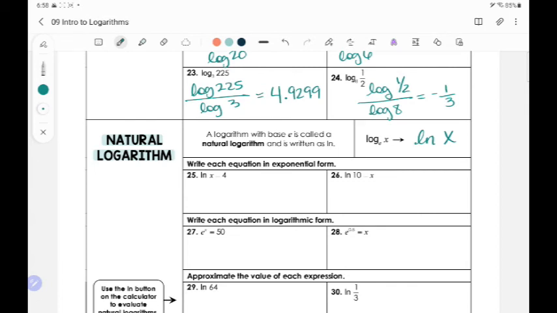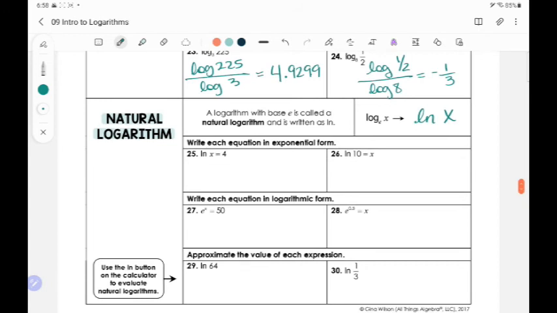So write each equation in exponential form. So natural log of x equals 4. What is the natural log? It's a log base e. So this is e to the power of 4 equals x. That's how you would convert that. Basically, you could see that it's log base e of x equals 4, like this. Okay, so we could rewrite it like we did at the beginning.